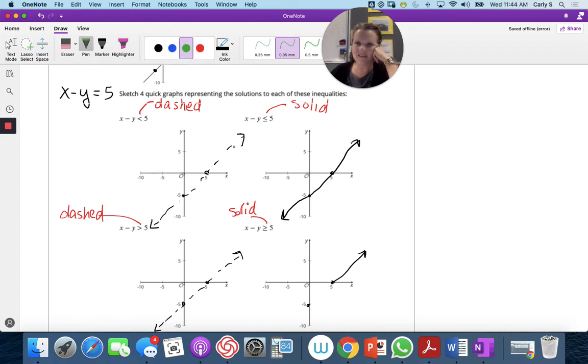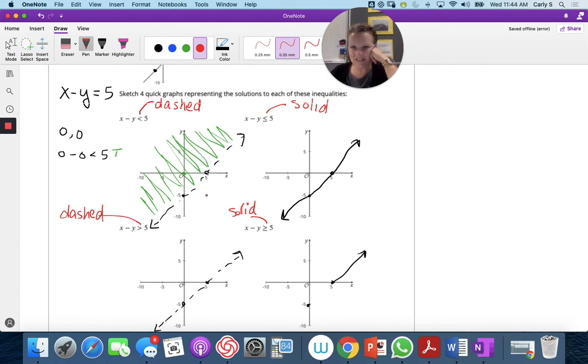I know that this is my linear equation, but I need to graph the inequality. So I want to know if the ordered pair 0, 0 is part of the solution to this inequality. So I'm going to test 0, 0. 0 minus 0 less than 5. Is that true? Yes. So I can shade every single ordered pair on this side of the dashed line is a solution. I shouldn't have used red either.